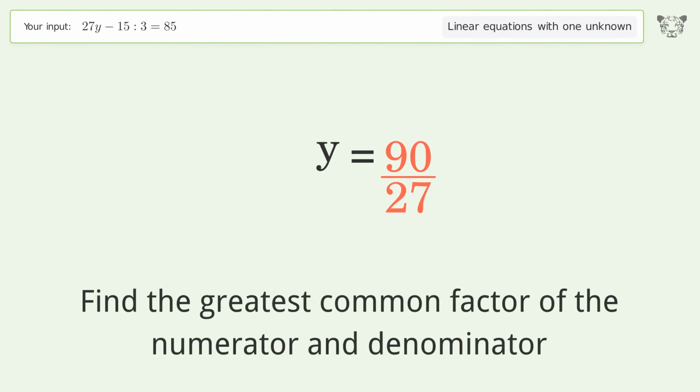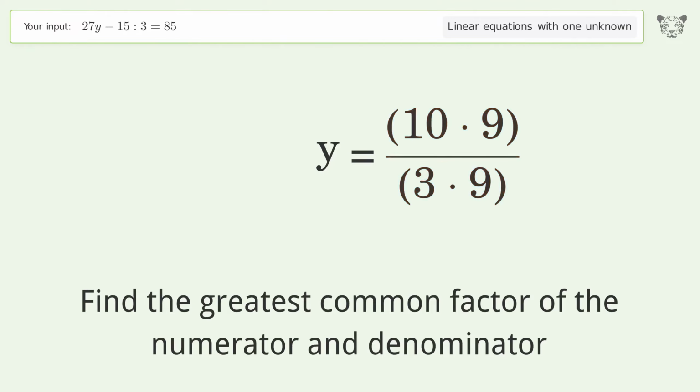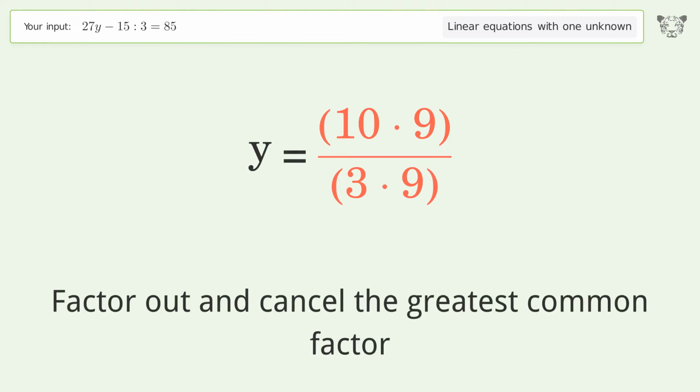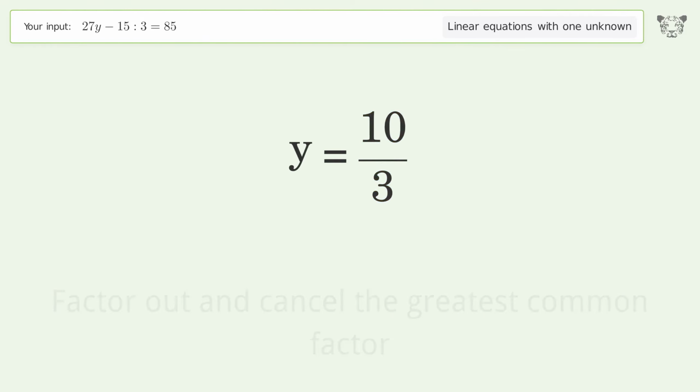Find the greatest common factor of the numerator and denominator. Factor out and cancel the greatest common factor. And so the final result is y equals 10/3.